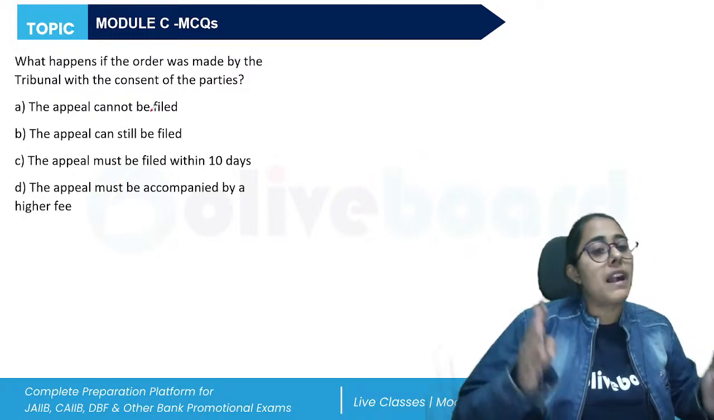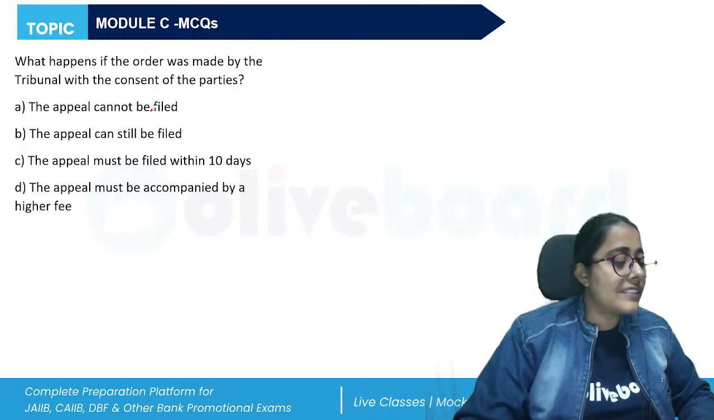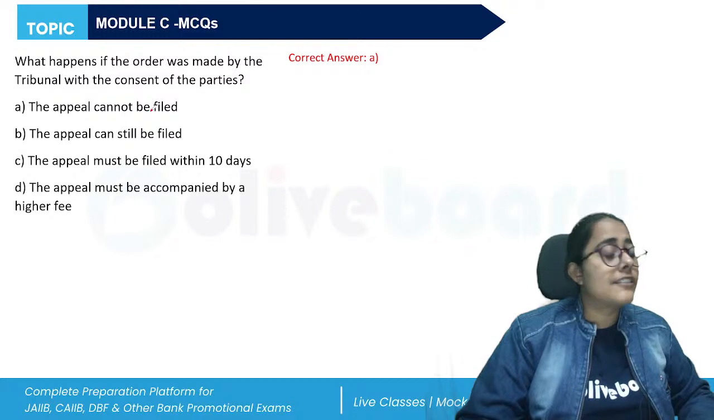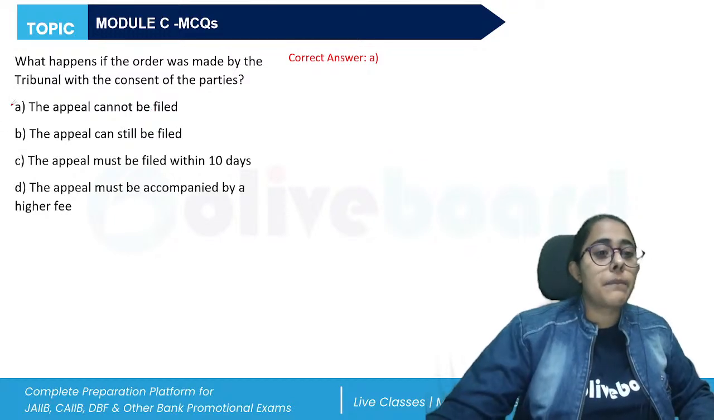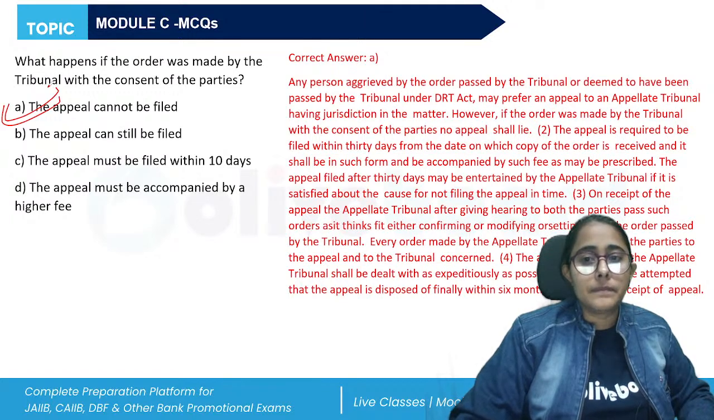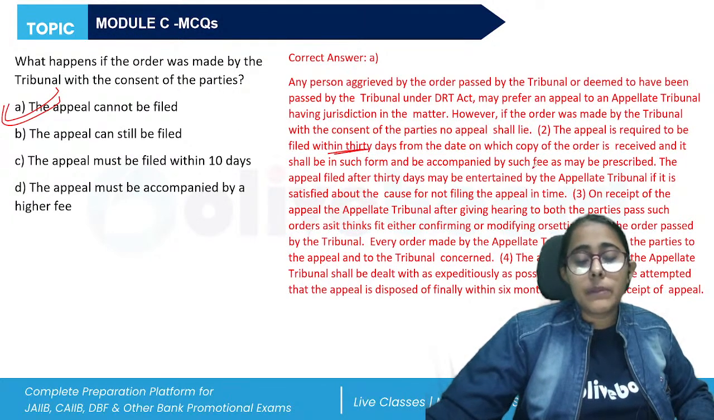So if both the parties have agreed, they have given consent that yes, we agree with this decision, then can they make an appeal? The correct answer is no, the appeal cannot be made, because both the parties have given their consent. Any person who is aggrieved by the order can make an appeal, but they have to do so within 30 days, accompanied by the fee as applicable.